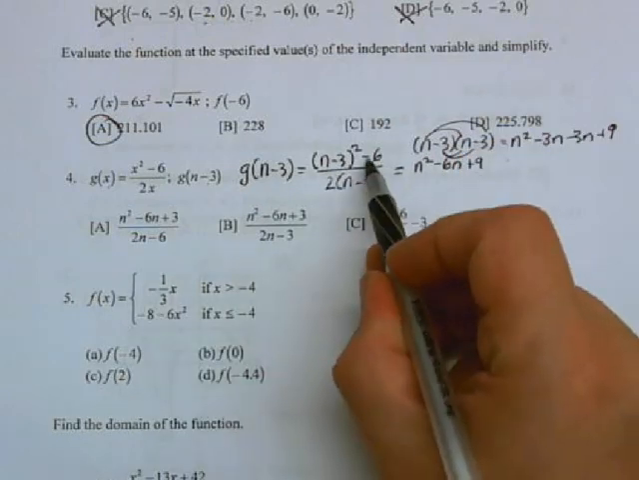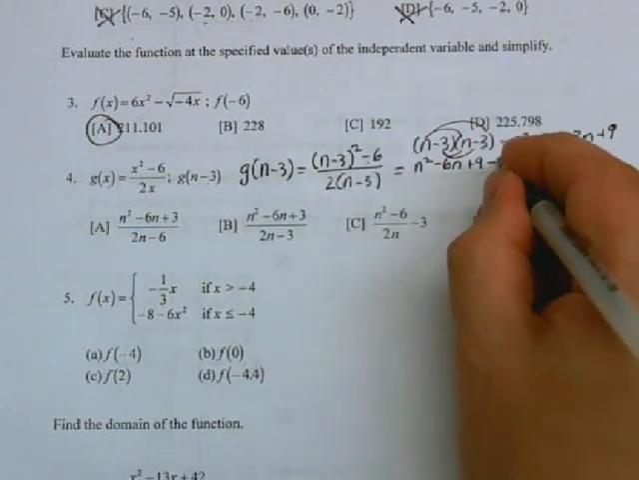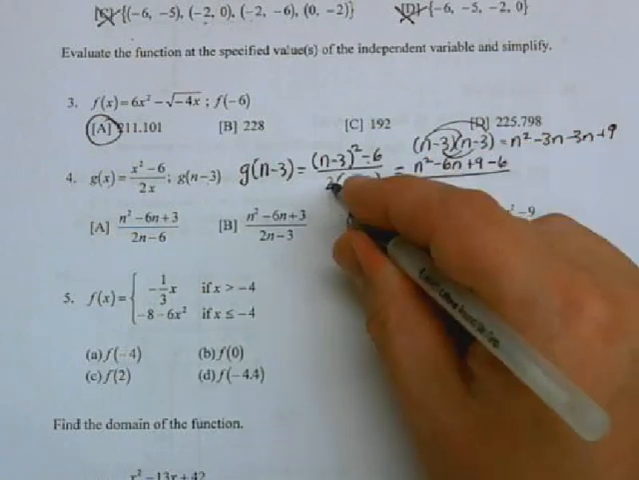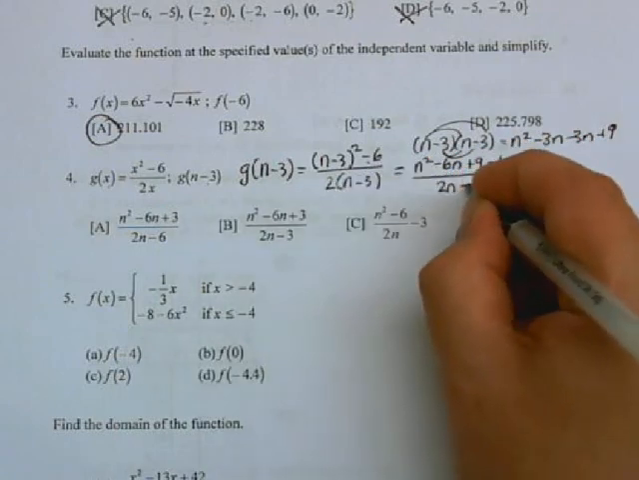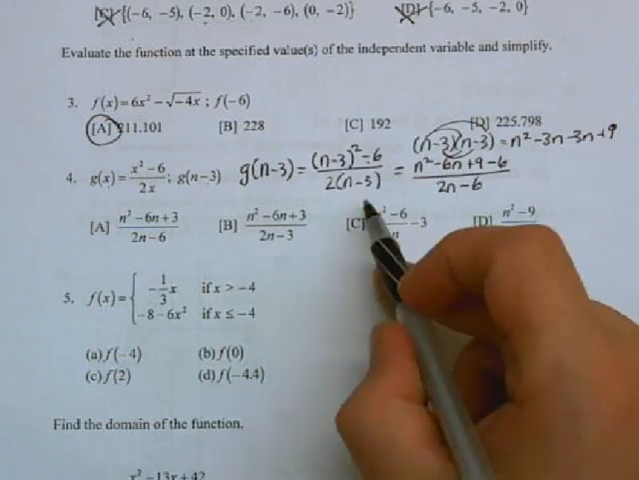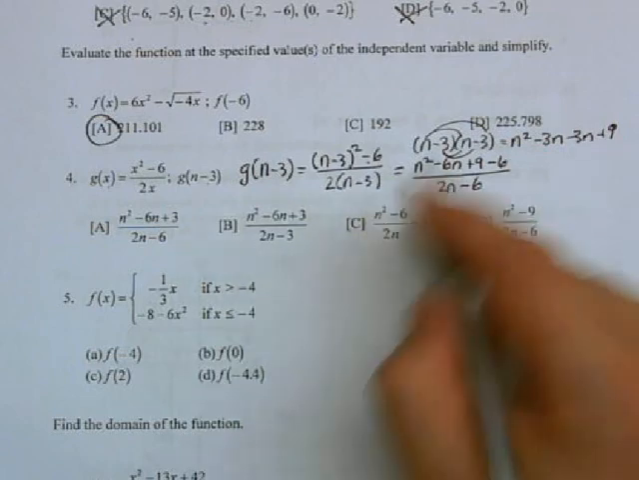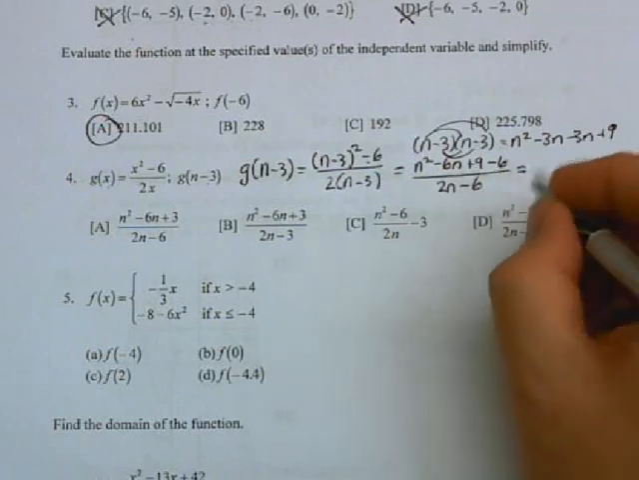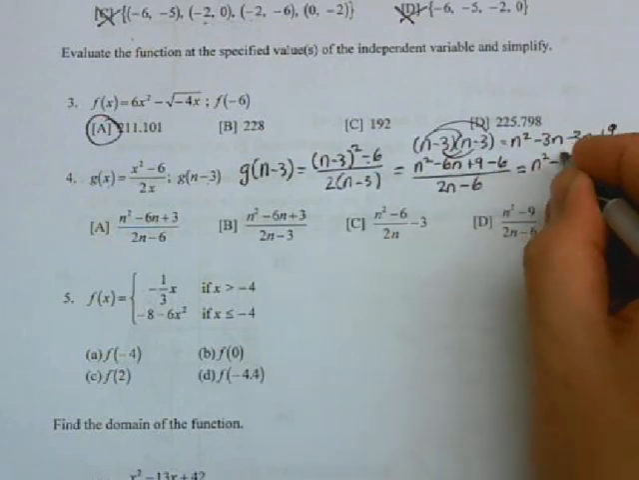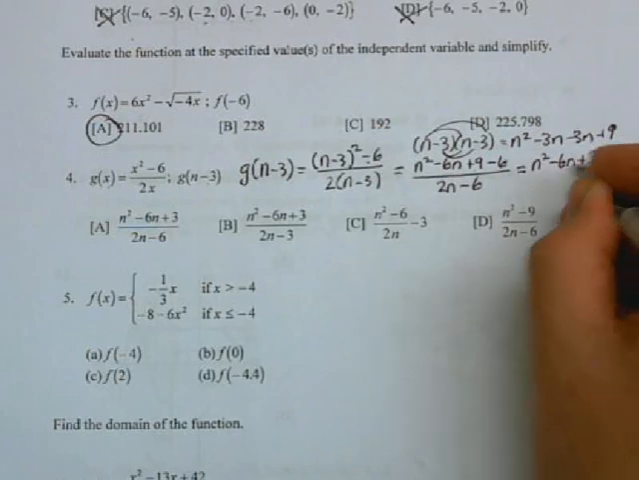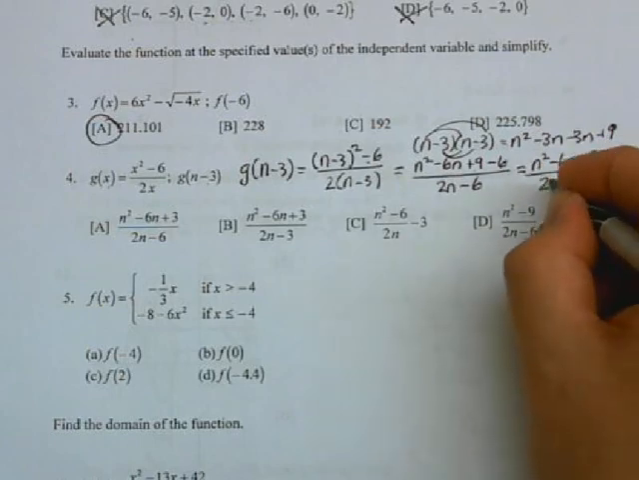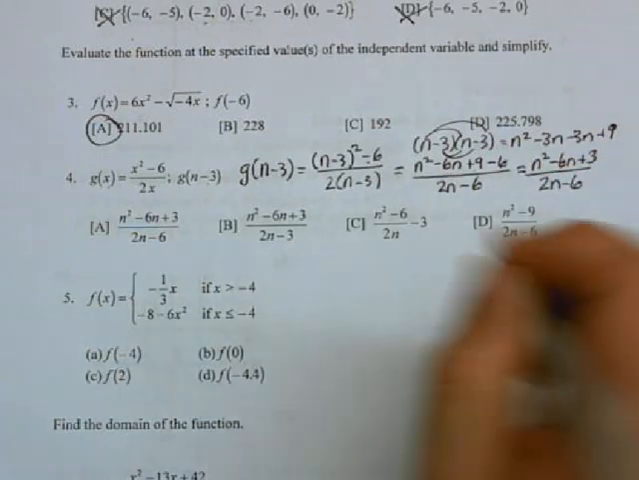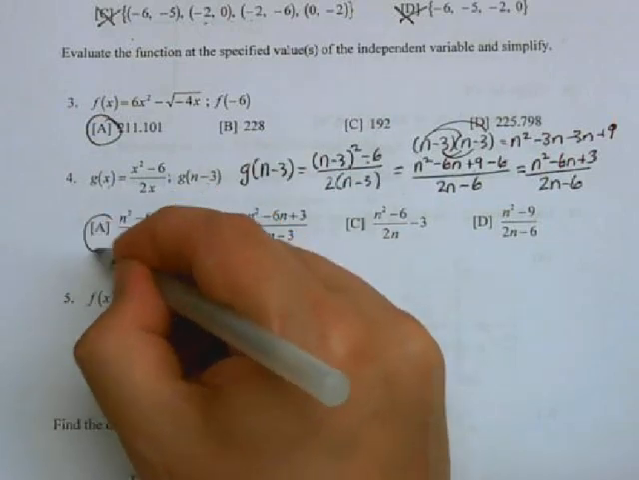Then we've got minus 6 all over 2n minus 6. I just used the distributive property here. Combining the like terms, I get n squared minus 6n plus 3 divided by 2n minus 6, and we see that as response A.